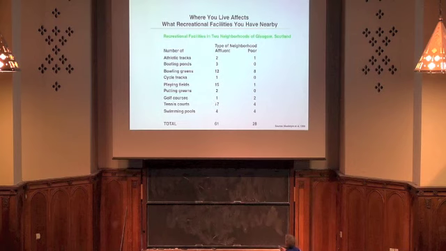Tennis courts, 17 and 4. Swimming pools, 4 and 4. And so overall, if you just kind of summarize this, there's 61 recreational facilities in the rich neighborhood and 28 in the poor neighborhood.